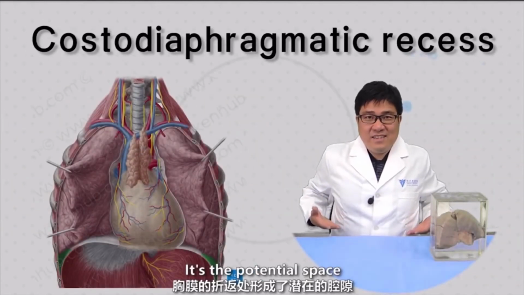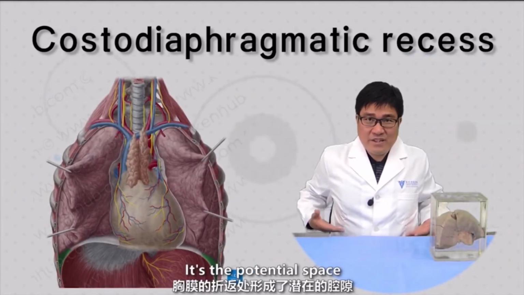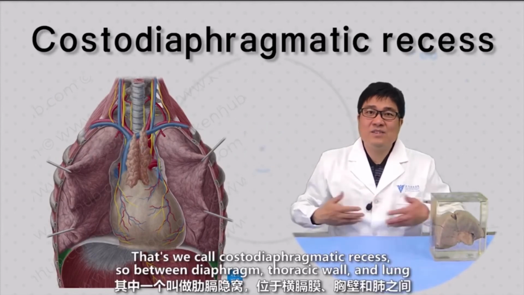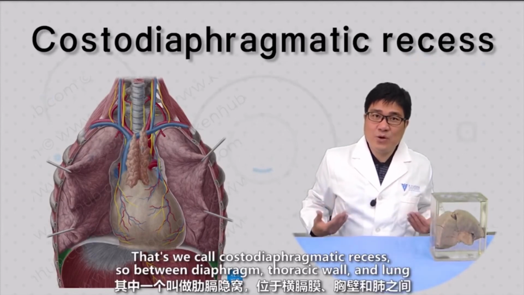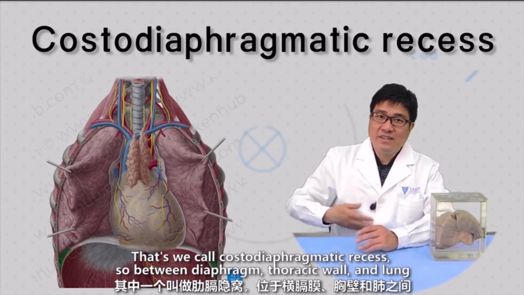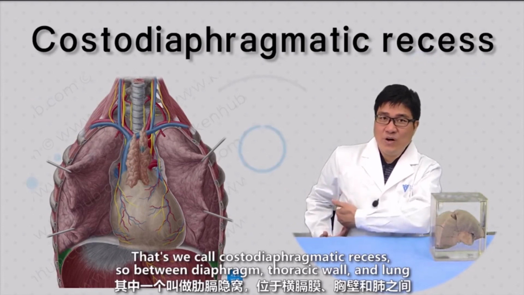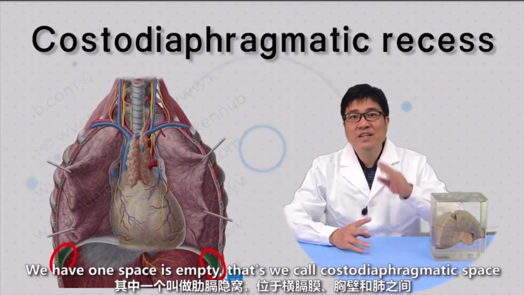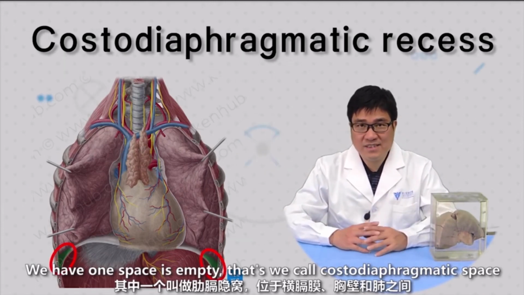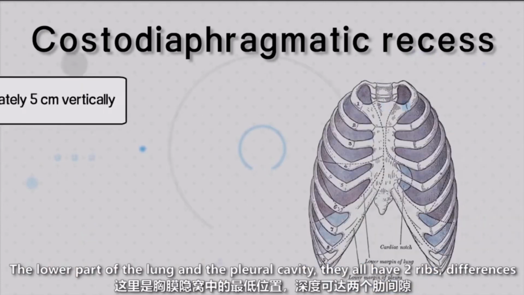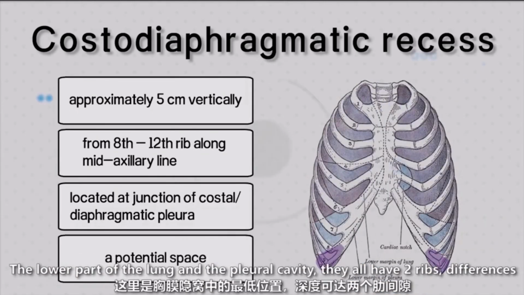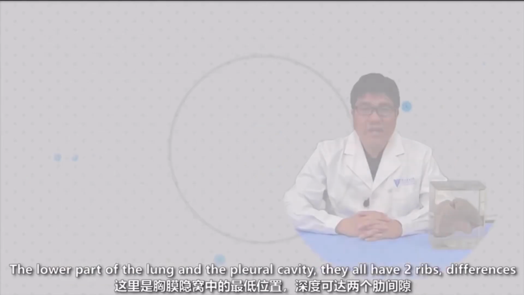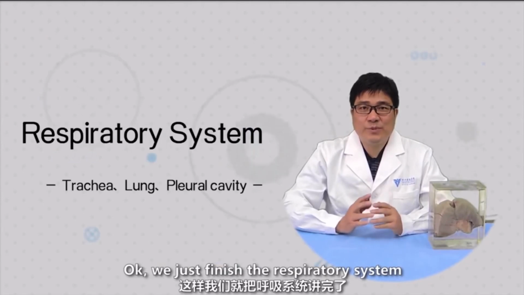Here there is a potential space, called the costal diaphragmatic recess. Between the diaphragm, the thoracic wall, and the lung, there is an empty space. That is the costal diaphragmatic recess, at the lower part of the lung and pleural cavity. Okay, we just finished the respiratory system.